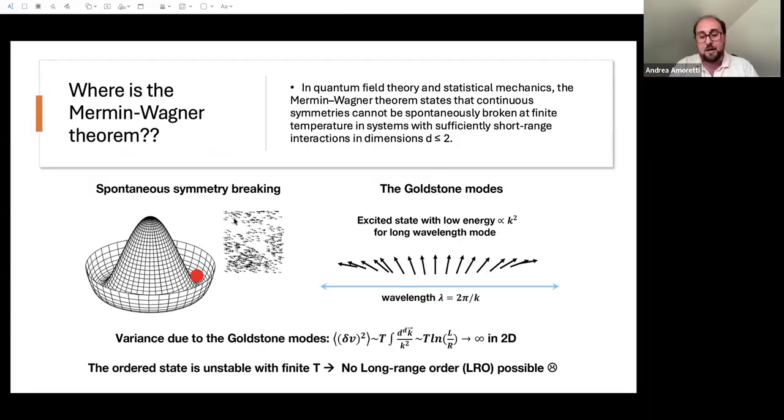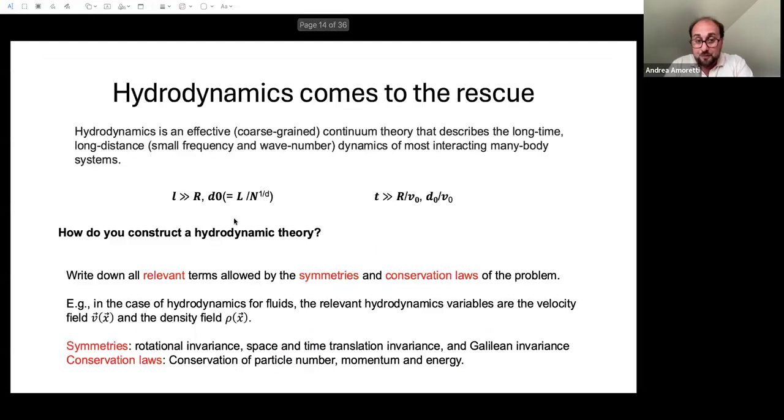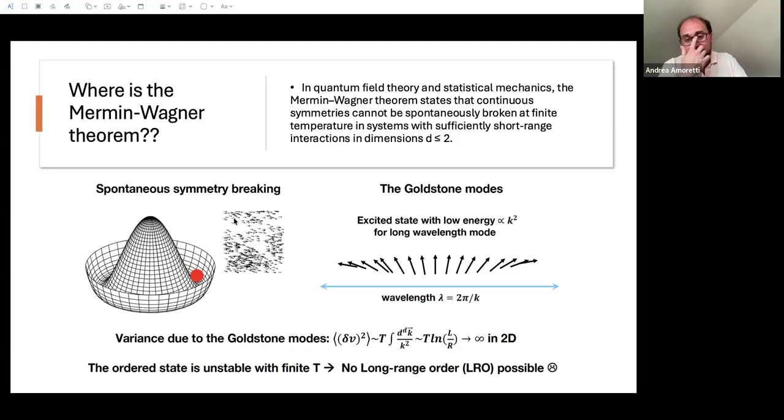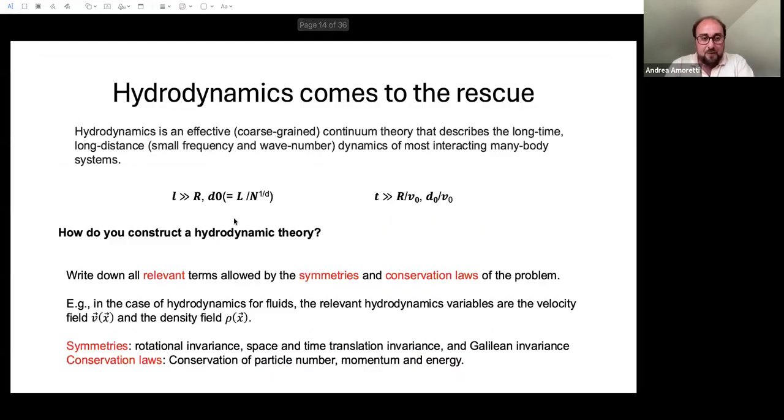Yeah, go on. So people started to think, why is the Mermin-Wagner theorem violated? Actually, a long time passed before someone brought a solution to that, and in that sense, hydrodynamics comes to the rescue. So let me just tell you basically what hydrodynamics is. Hydrodynamics is an effective continuum theory that describes the long time, long distance, or small frequency and wave number dynamics of most interacting many-body systems.